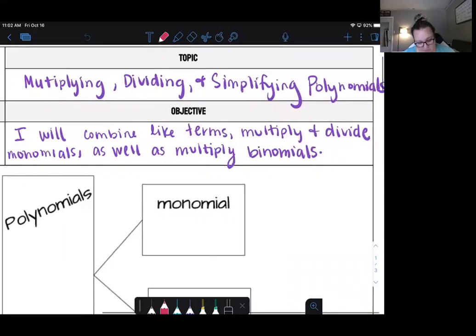How nice is that? All right, your objective for today is: I will combine like terms, multiply and divide monomials, as well as multiply binomials. So let's talk about what polynomials, monomials, and binomials are.